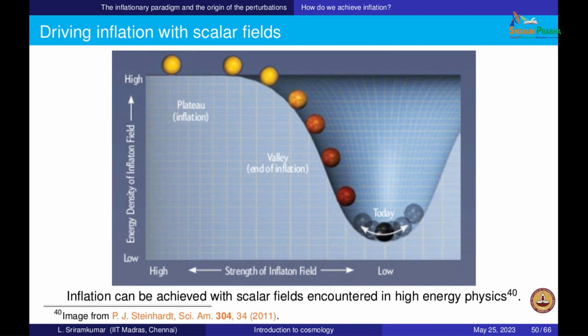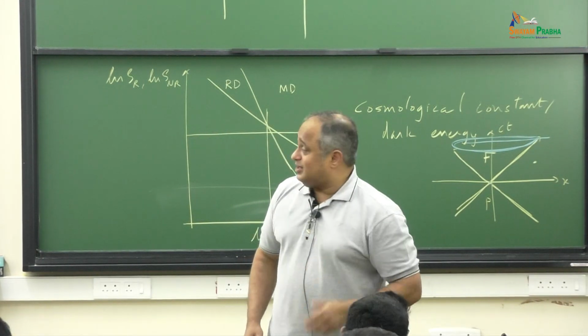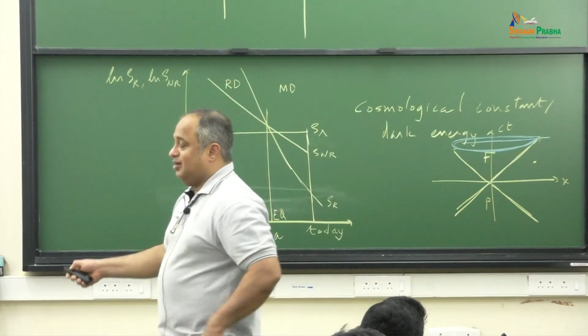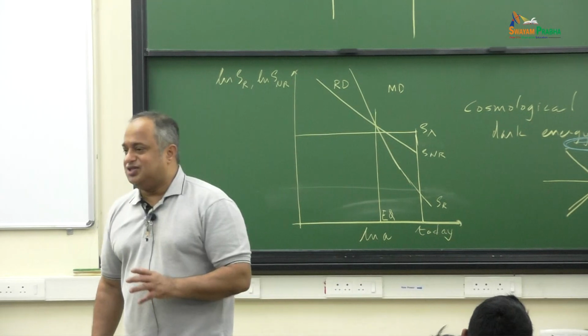I'll skip these slides. You need a special kind of field to create this rapid expansion, and these are called scalar fields. You can think of a ball rolling down a potential. There is only one difference as far as the expansion of the universe is concerned. There is a friction term. So essentially there is a ball, which is your scalar field, and there are many such scalar fields in high energy physics.